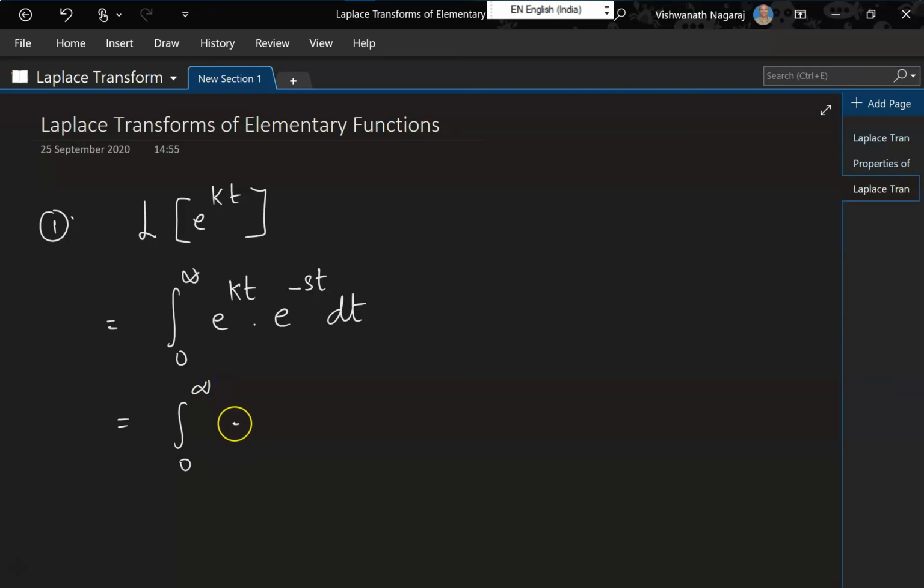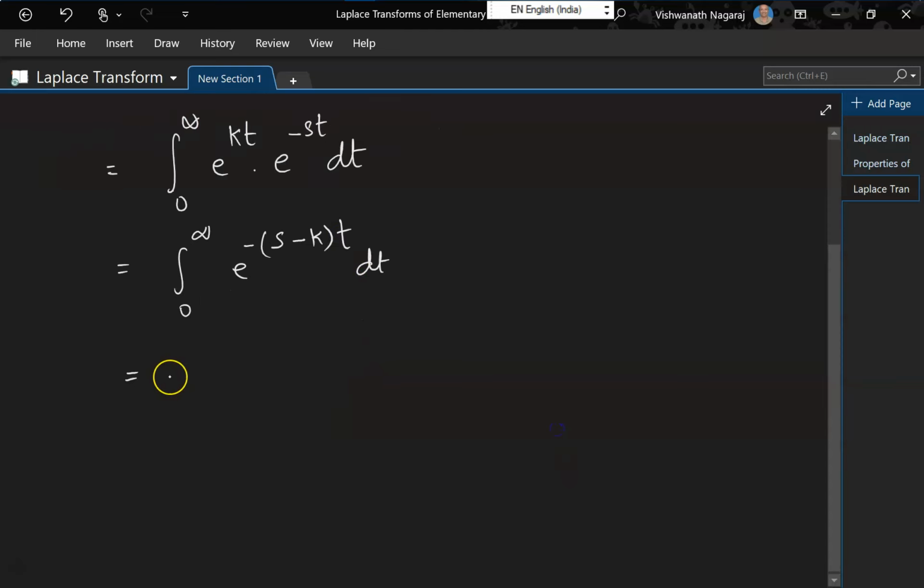This can be written as the integral from 0 to infinity of e to the power of t is common. We want minus outside, so s becomes plus, k becomes minus, t is common, dt. This would be e to the power of minus (s minus k) t, divided by minus (s minus k), from 0 to infinity. And here, if we apply infinity, what happens?